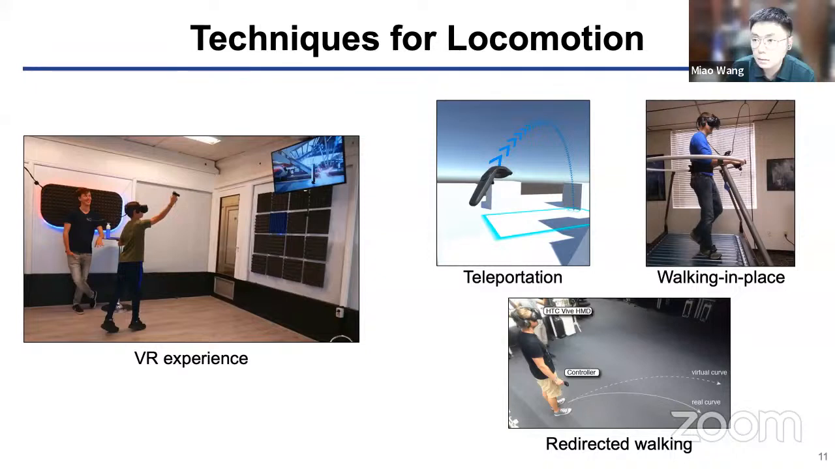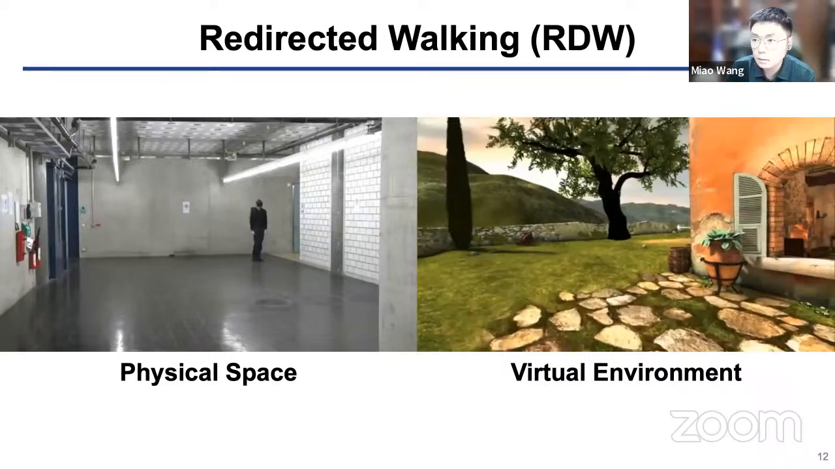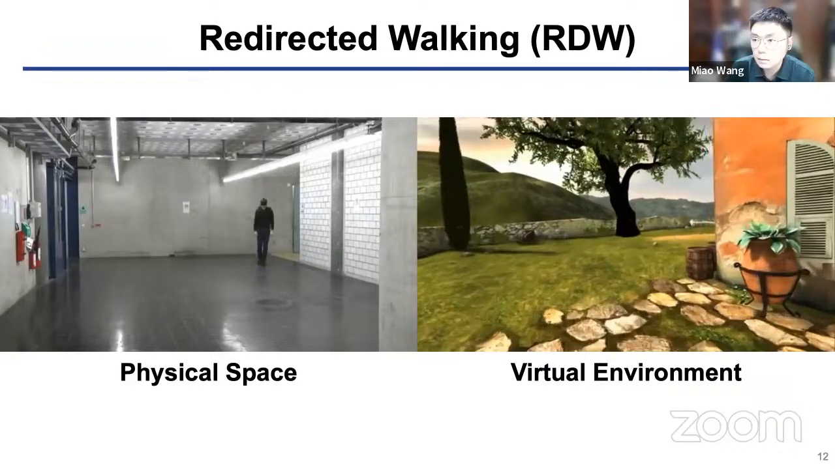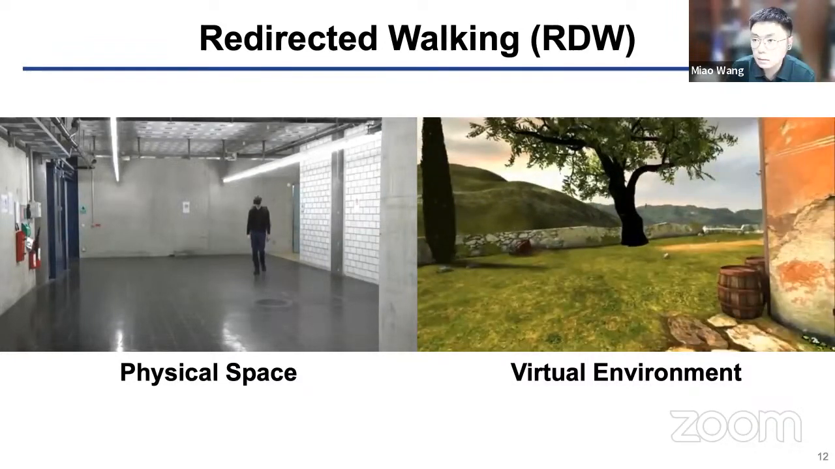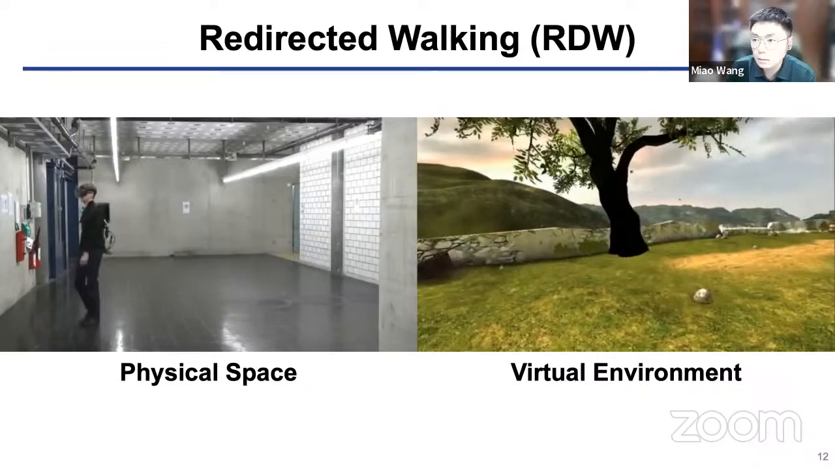With redirected walking, the user can walk in a straight line in the virtual space, but we can redirect him to walk along a curved line in the physical space. So here is an example of redirected walking, also shortened as RDW. On the left-hand side, the user walks along a curved line, and he is redirected by changing his viewpoint very slightly during walking, but he cannot perceive that, and he walks in the virtual world still along a straight line.